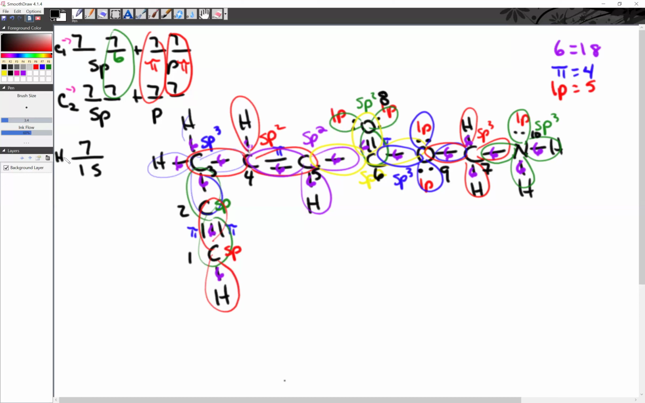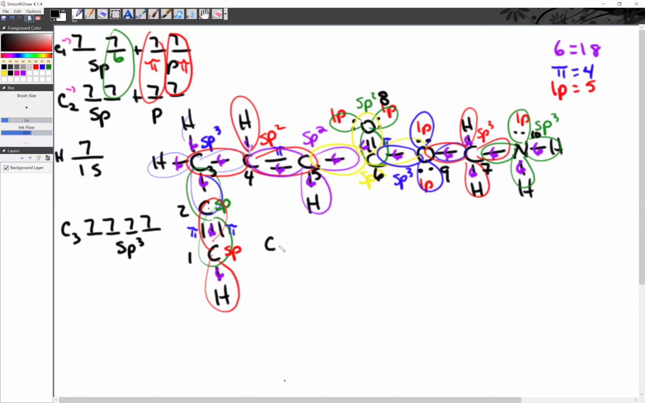How about carbon number 3? Now, it has 4 things around it. So carbon 3 is 1, 2, 3, 4. And it has 4 valence electrons. Keep them unpaired for as long as possible. So it's going to have the possibility of 4 sigma bonds. And it has a hydrogen, and then a carbon and a carbon. Now notice there is no pi bond, okay, because it doesn't have access to the p's.